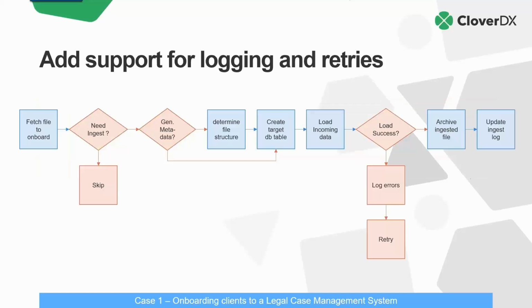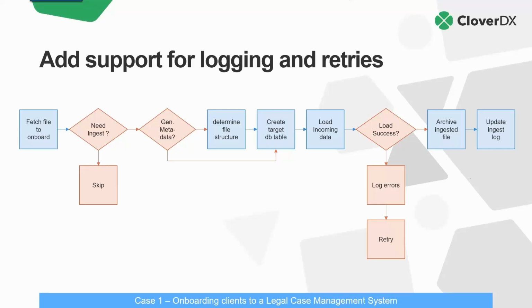If we go back to that business flowchart, there was some additional complexity that the client wanted in terms of being able to support logging of the process and supporting retries. So here's that same business flowchart. You can see the blue components still there, but I've added some new red components to describe that additional logic.